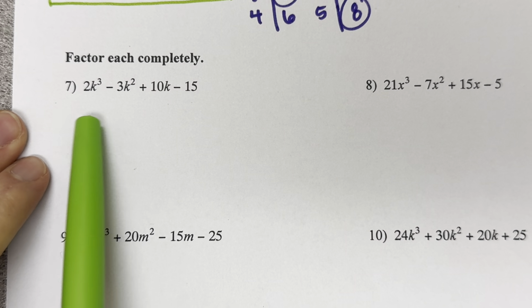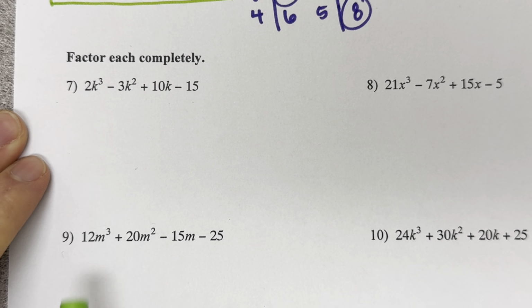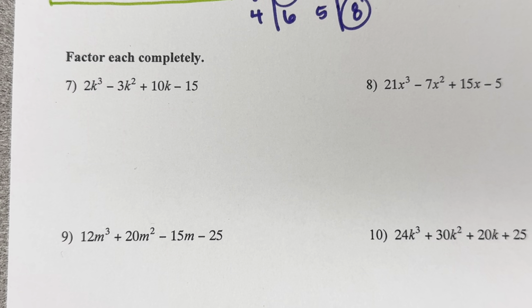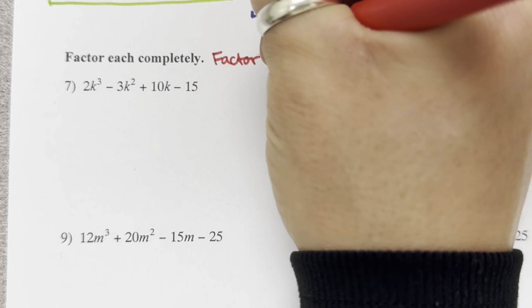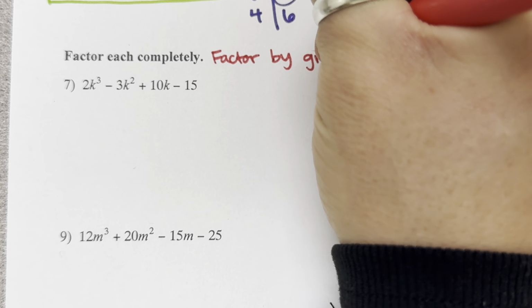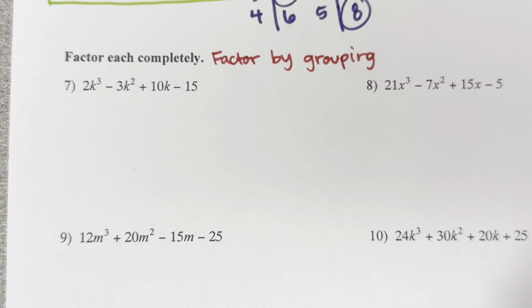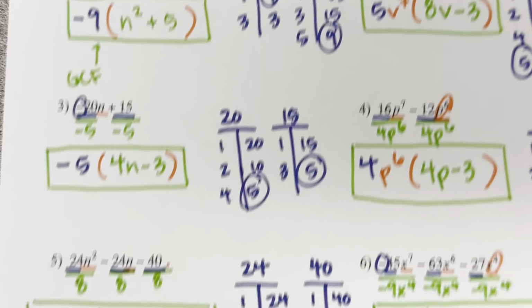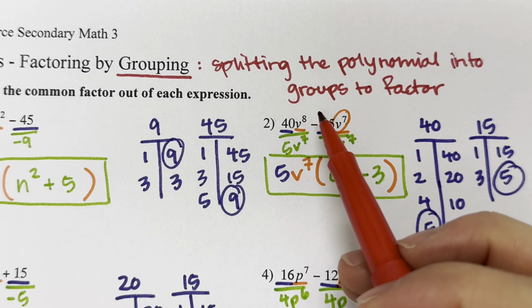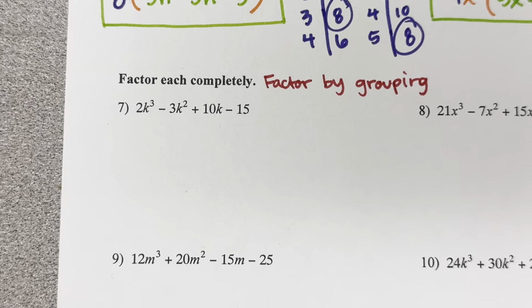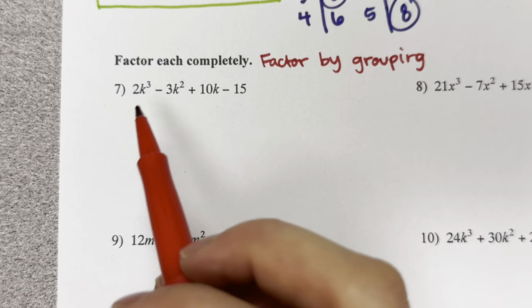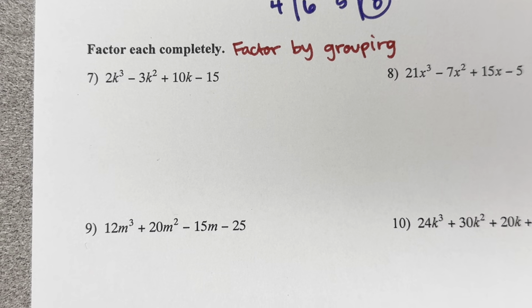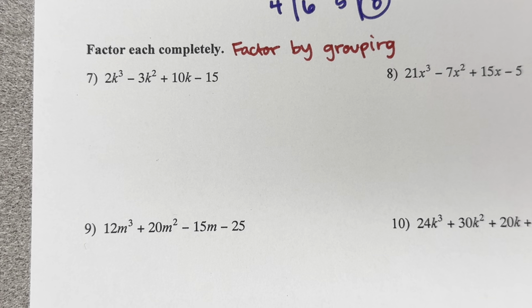Okay, so you'll notice that all of these polynomials in 7 through 10 have 4 terms. So we are going to factor by grouping, which again, we defined up at the top, is just splitting the polynomial into groups in order to factor. Since we have 4 terms, all 4 of these terms don't have anything in common. I can't take out a GCF out of all 4 of these terms. So we are going to split it into 2 binomials.